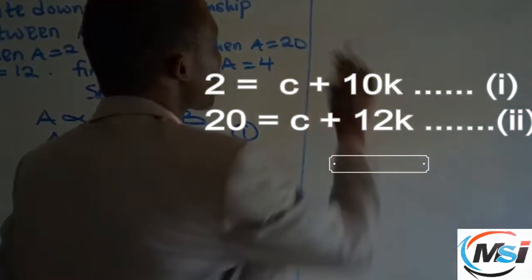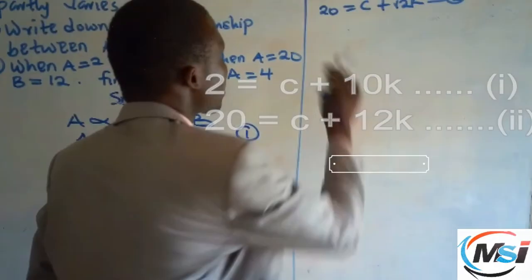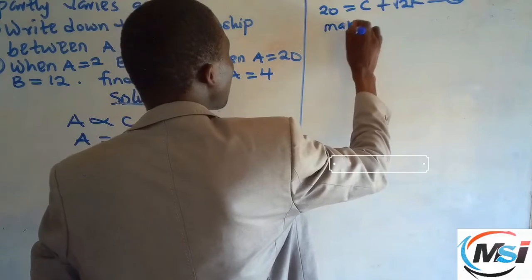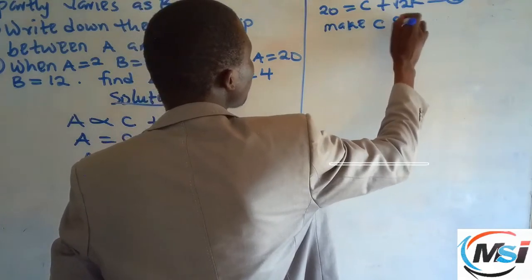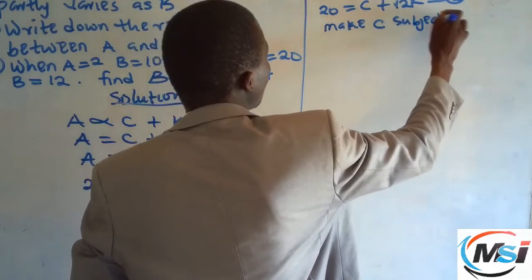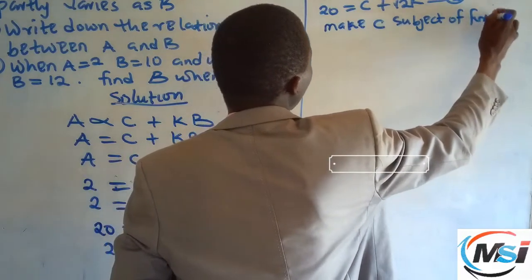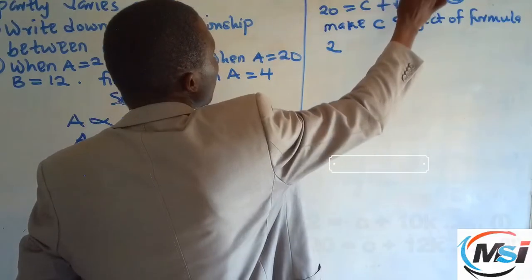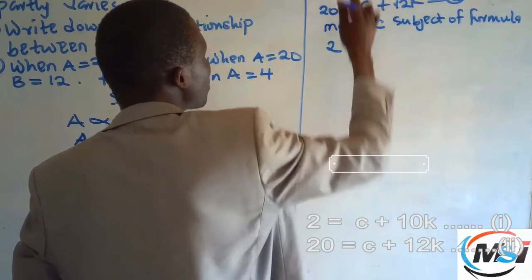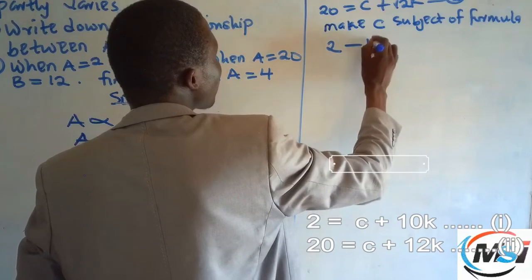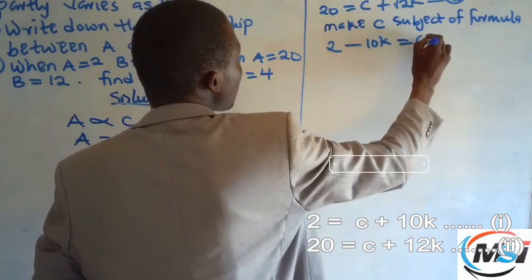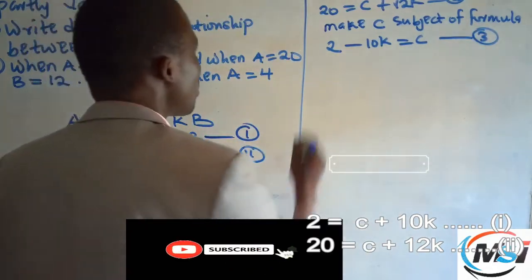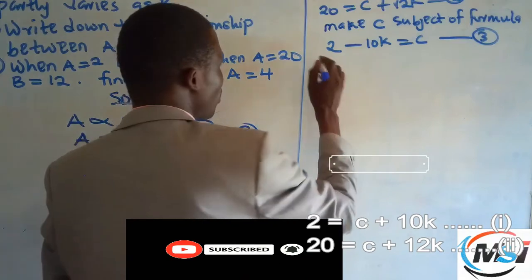Now, what you do here is to make C the subject of the formula. So 2, 10K, cross to this side, we turn to minus 10K, equals C. Call this equation 3. Now I want to use the substitution method.